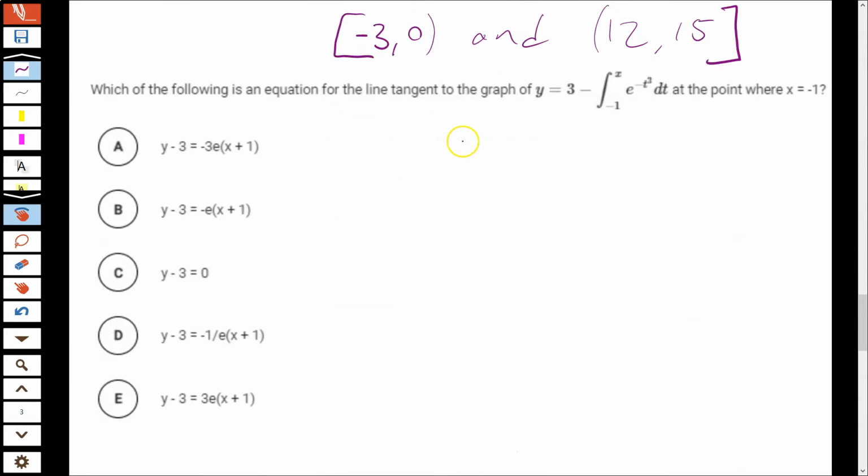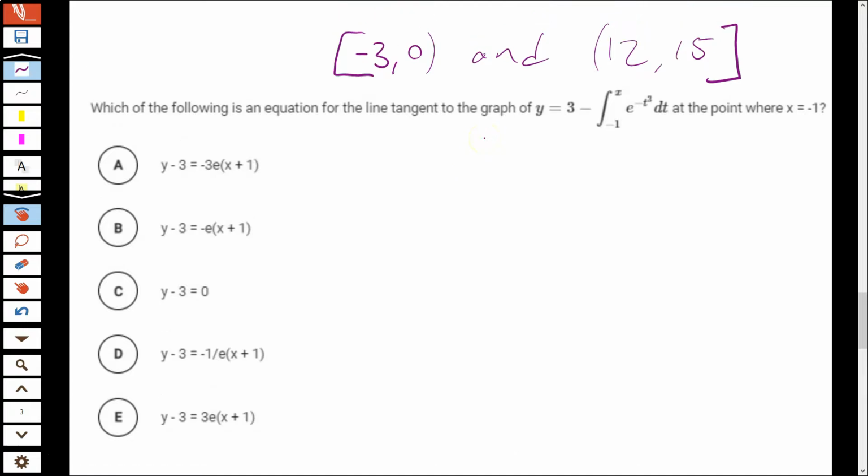Okay. And last one. This is the scariest looking one for sure. So we want an equation for the line tangent to the graph of y. And y is this accumulation function where x equals -1. So we need to figure out what y prime is. Y prime is the derivative. The derivative of -3 is 0.